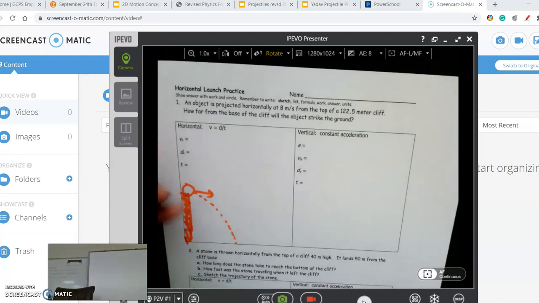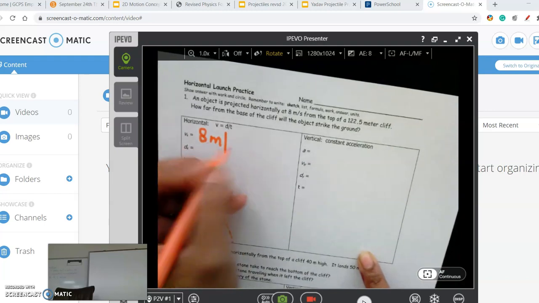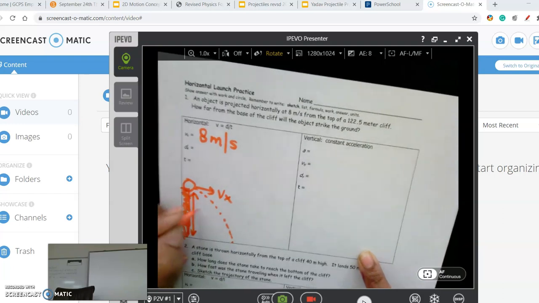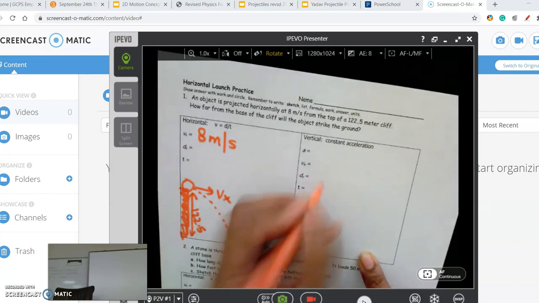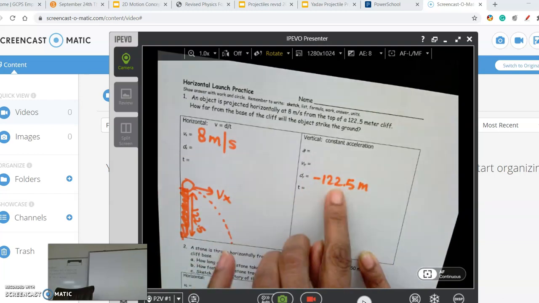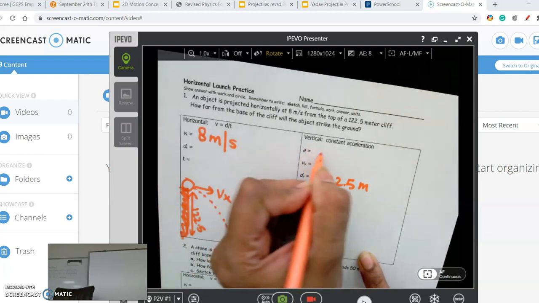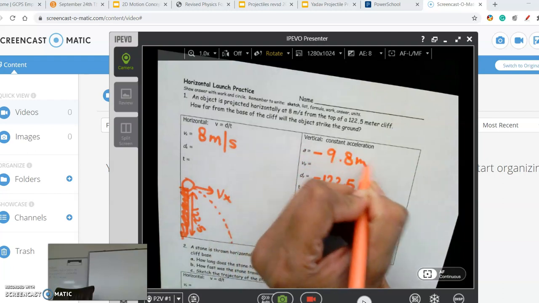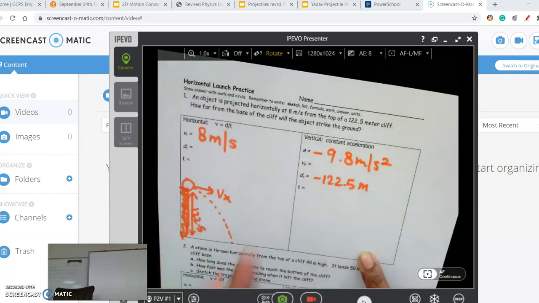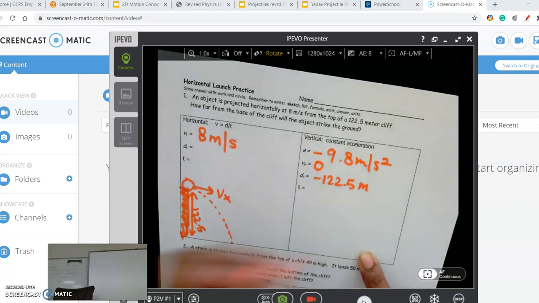Okay. Now let's put the numbers from the question. So x velocity is given to me as 8 meters per second. That's Vx. The height of the cliff, this height, is 122.5 meters. So that's my negative 122.5. The reason I'm putting negative here is because the object is going down. Now acceleration in y is just like a free fall. It's negative 9.8 meters per second squared. And remember, we are not giving any initial velocity in y. I only gave it x velocity. So this would be 0. It's just like a free fall, 0 meters per second.